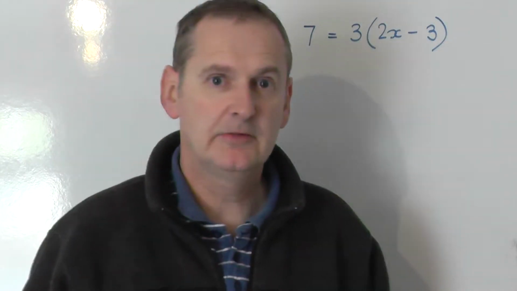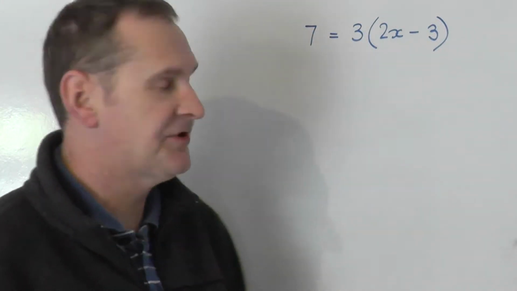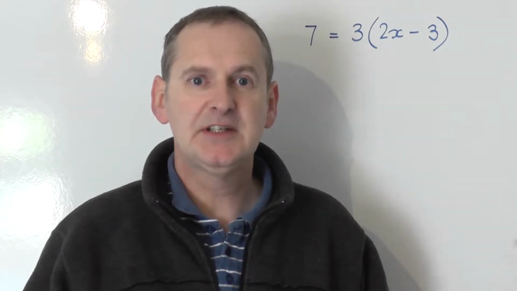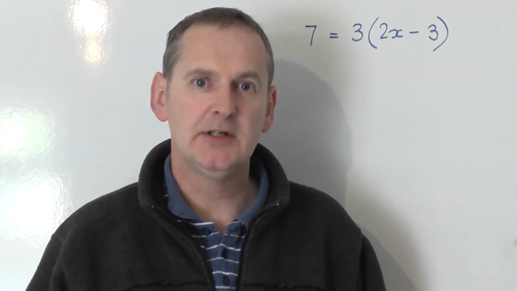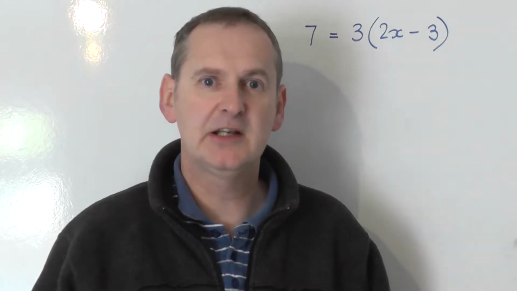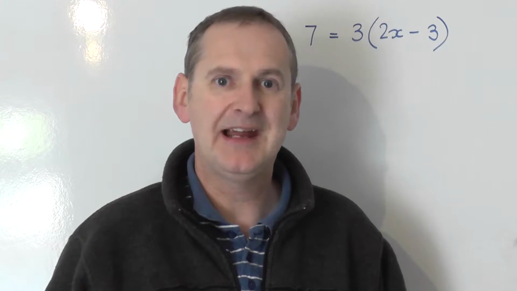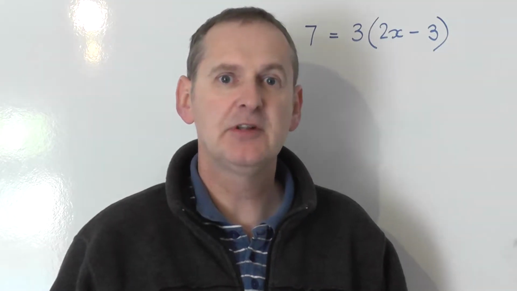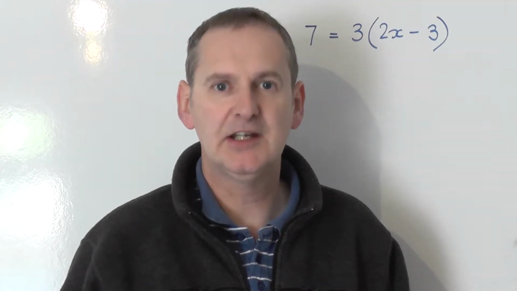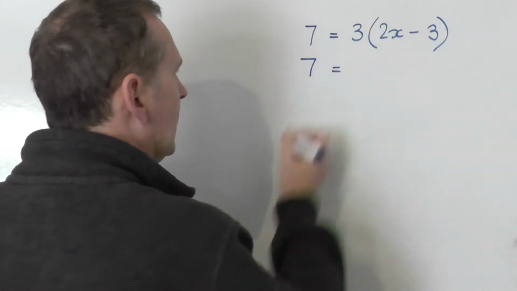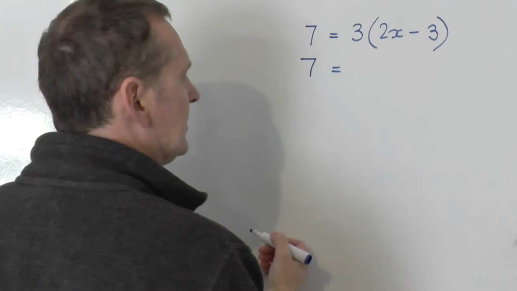Okay, let's look at solving 7 equals 3 lots of 2x minus 3. The thing that makes this awkward is the bracket present in this equation. So let's replace the bracket algebra with an expression which means the same thing but without the bracket in it. To do this, we simply expand the bracket on the right hand side of this equation. So I'm going to leave the 7 exactly unchanged and I'm going to expand the right hand side.